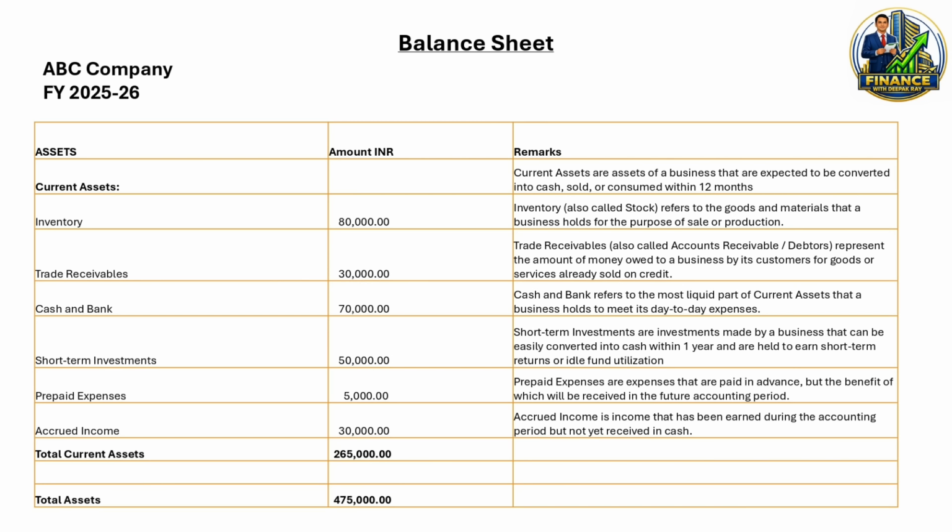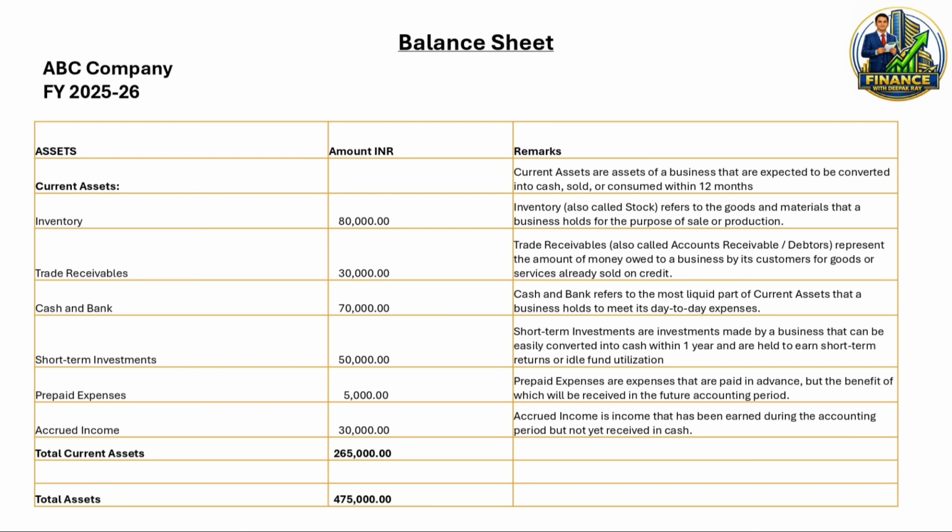Under current assets, we have inventory of 80,000 rupees, trade receivable of 30,000 rupees, cash and bank of 70,000 rupees, short-term investment of 50,000 rupees, prepaid expenses of 5,000 rupees, accrued income of 30,000 rupees. So total current asset is 2,65,000 rupees. So total asset is 4,75,000 rupees.